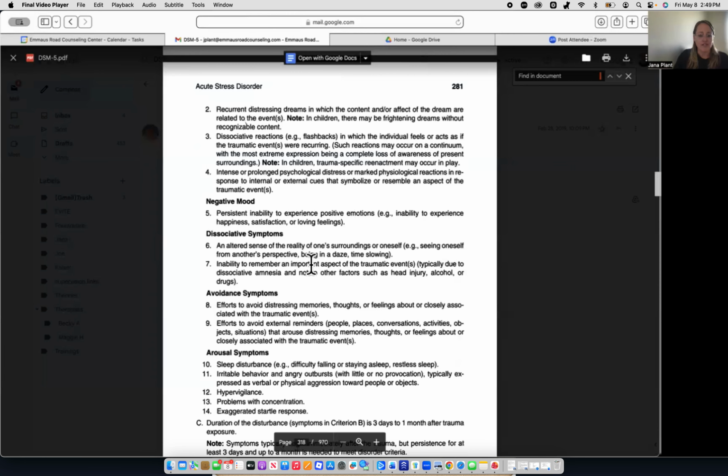Okay, going back into the intense or prolonged psychological distress or marked psychosocial reactions in response to the internal or external cues they symbolize. Going back to my client that just recently got out of an abusive relationship, there's actually a bunch of them. I'm trying to pick the one that I want to talk about.